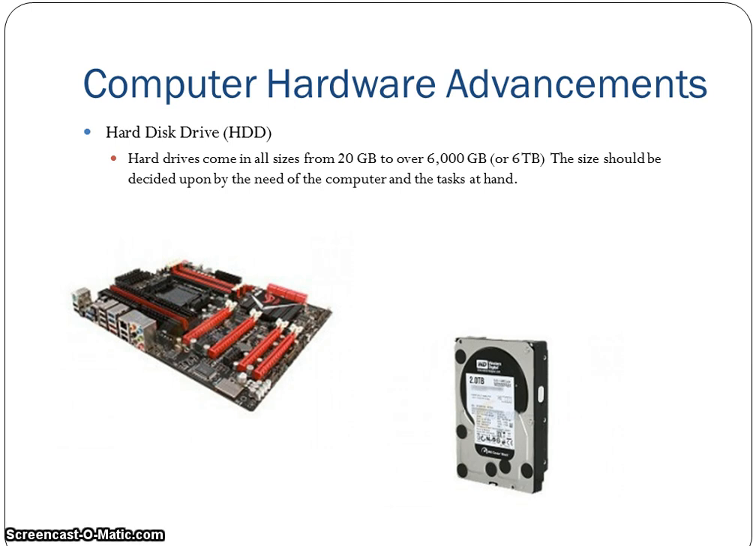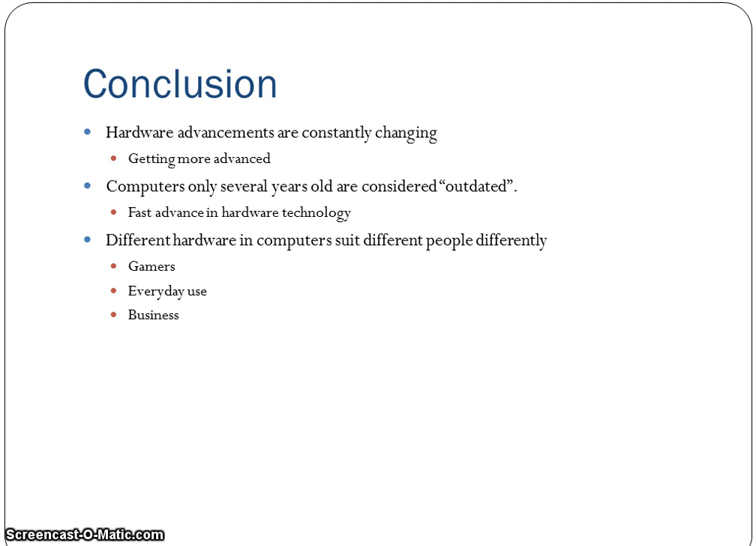And to conclude here, hardware advancements are constantly changing. They're getting more advanced every day. Computers only several years old are getting outdated. So this is a very fast advance in hardware technology. And different hardware in computers suits different people differently. A gamer might want a certain type of hardware, but an everyday user might want a lower level type of hardware. And people in the business field might want something different as well.